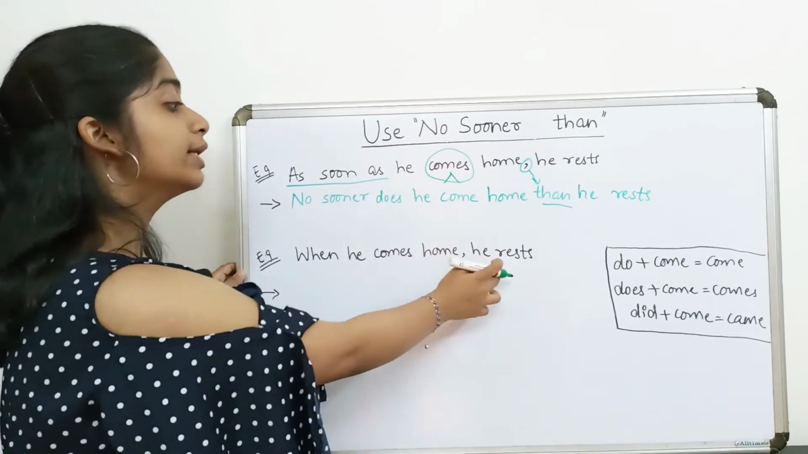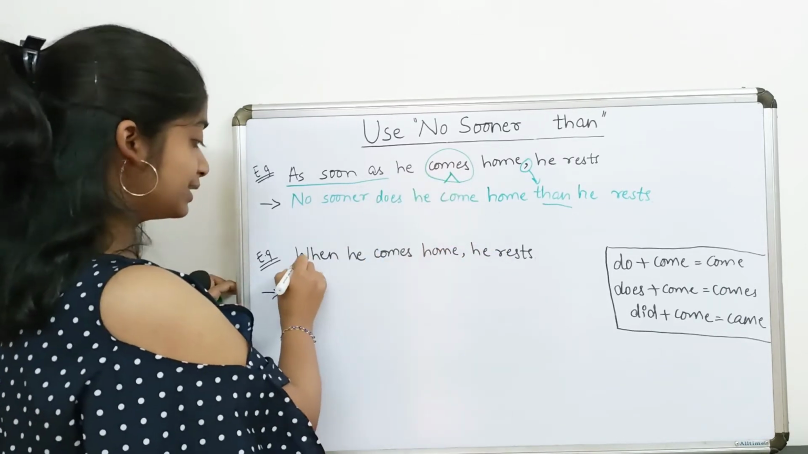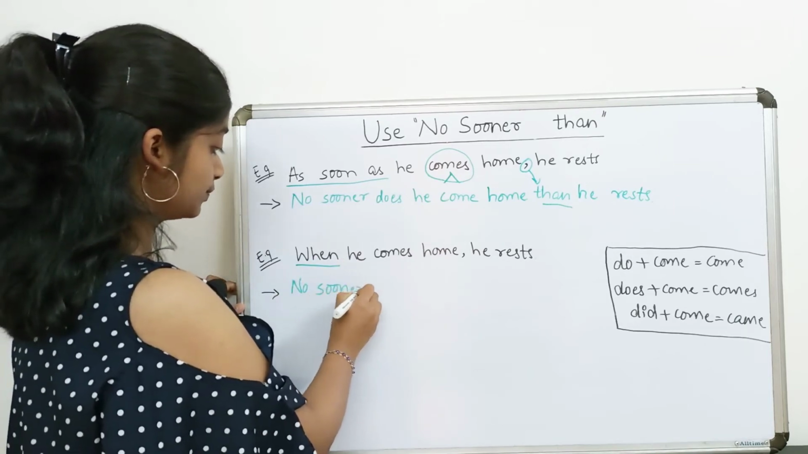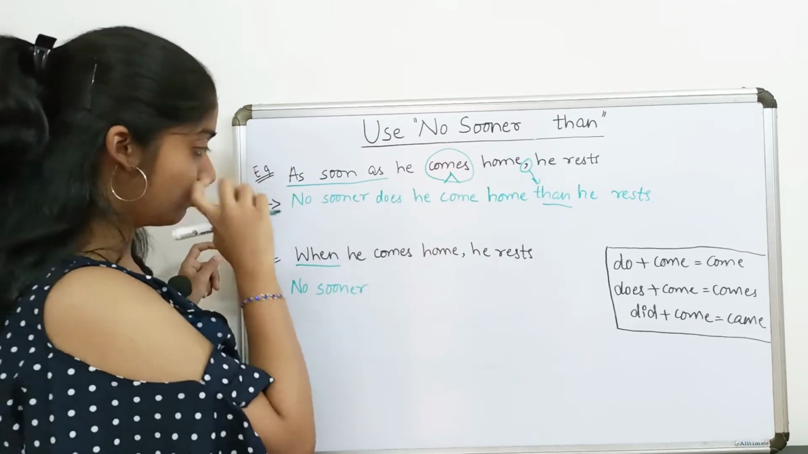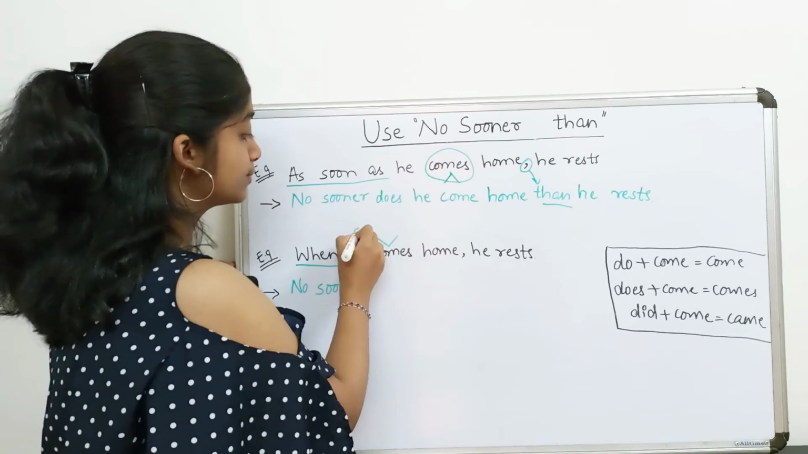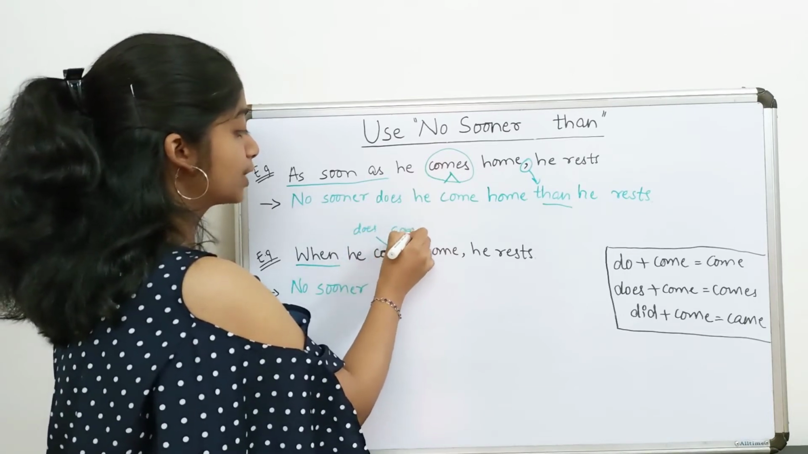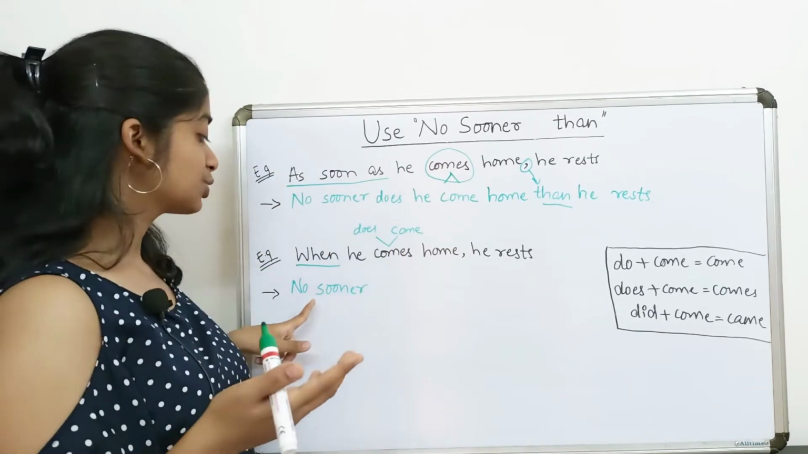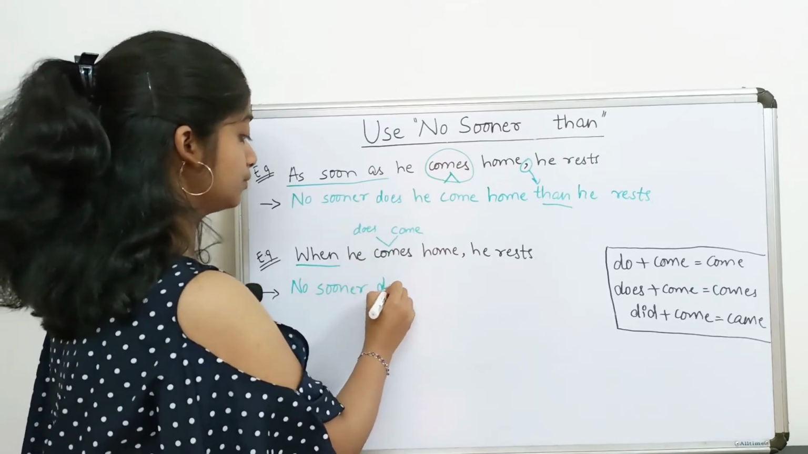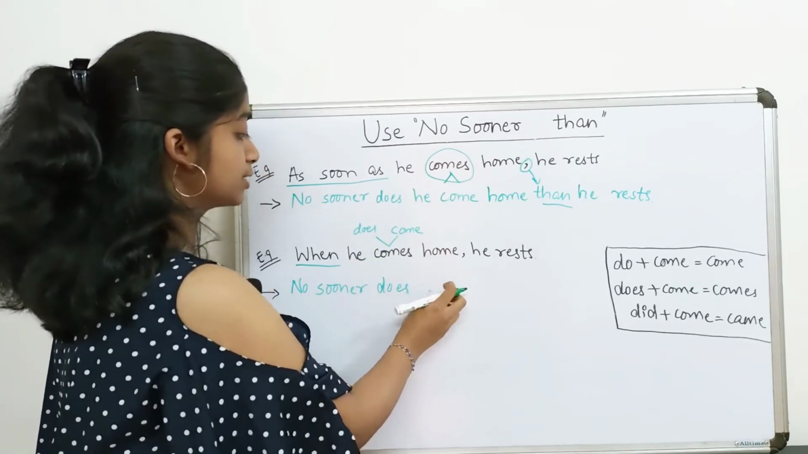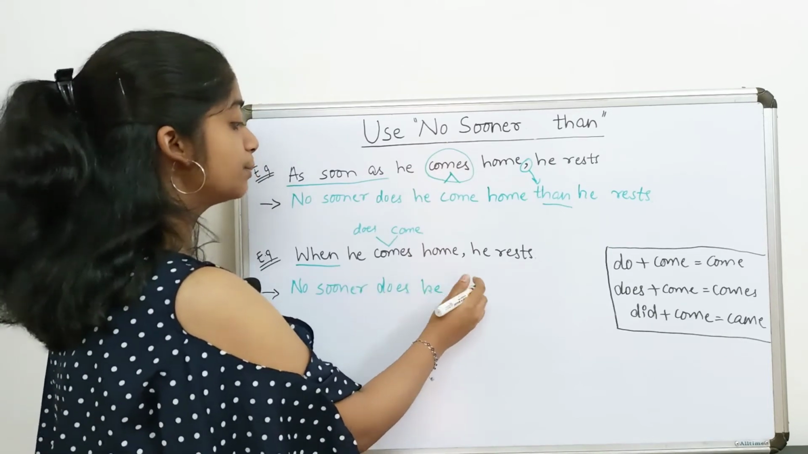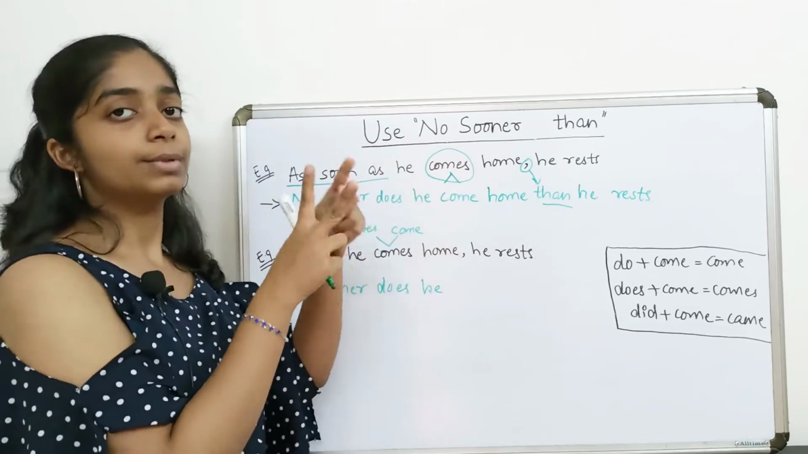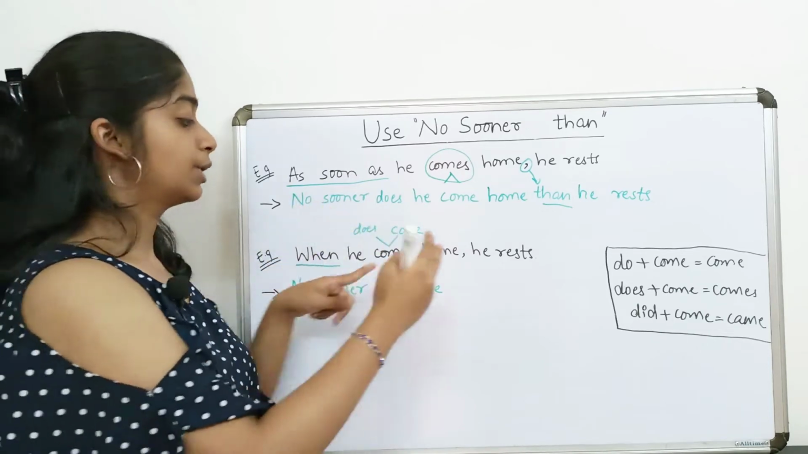When he comes home, he rests. So, instead of this when, we have to use no sooner. Again, comes will be divided into does and come. These two words. So, does plus come will make comes. So, no sooner does plus subject. Subject is the word he plus main verb. Main verb is come. We have divided comes into two. Does and come. Does is already used. What remains is come. So, come.